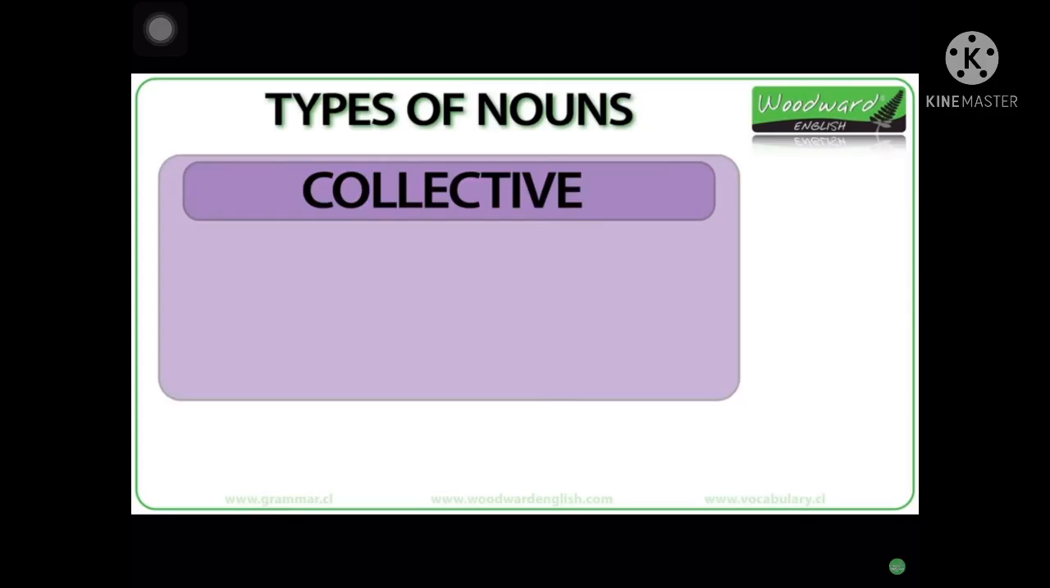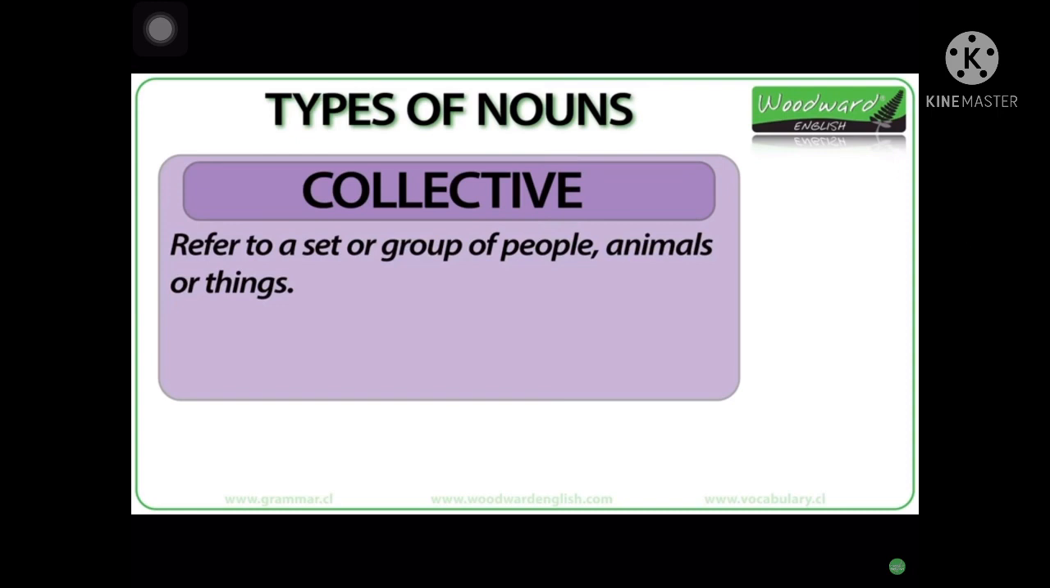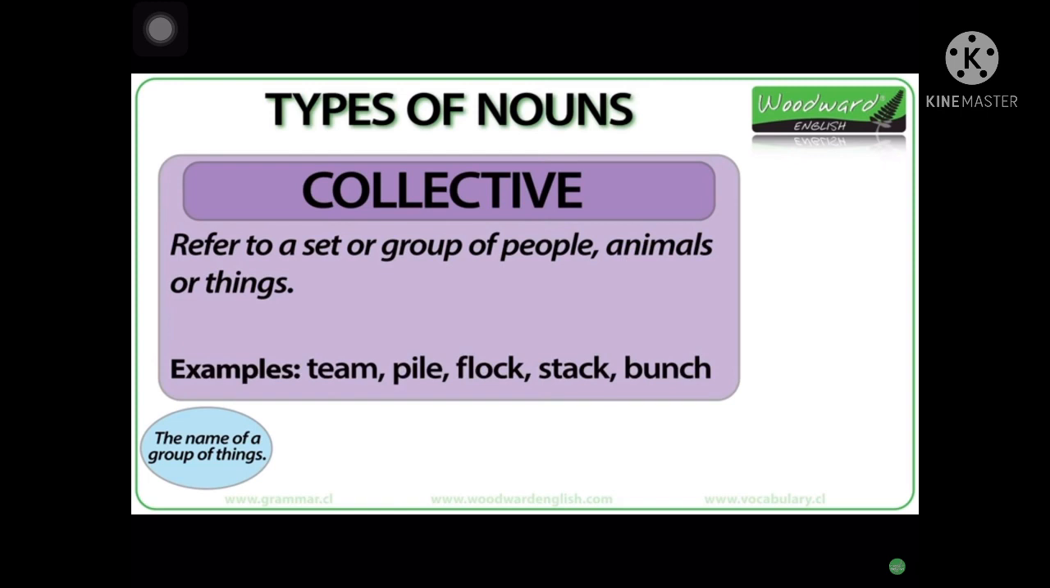Collective nouns. Collective nouns are words that refer to a set or group of people, animals, or things. It is the name of a group of things. Some examples of collective nouns are team, pile, flock, stack, and bunch.